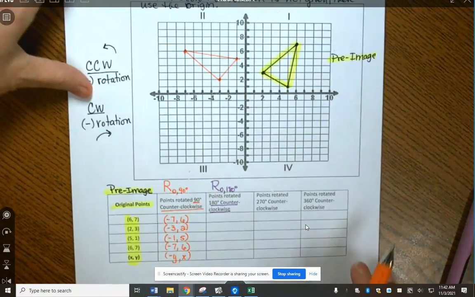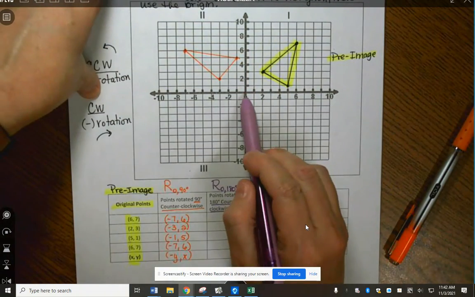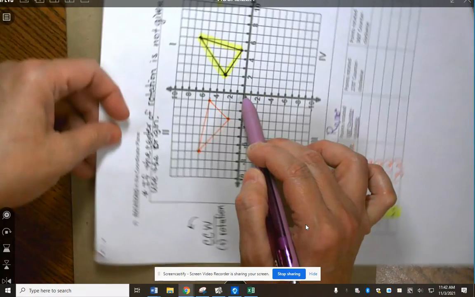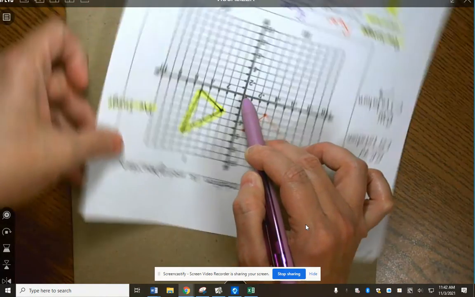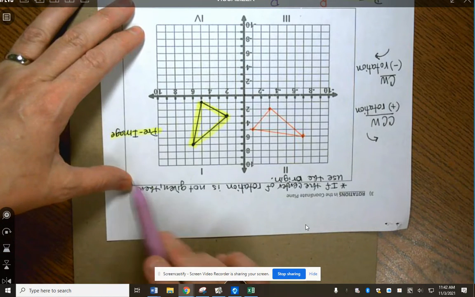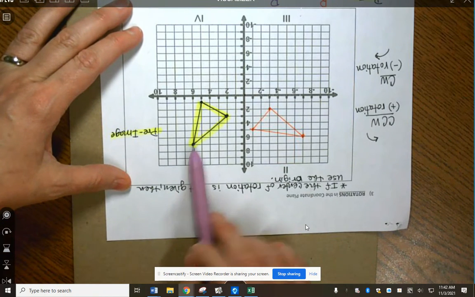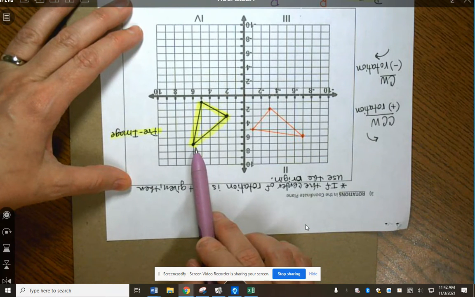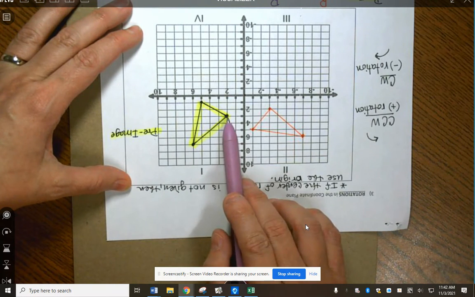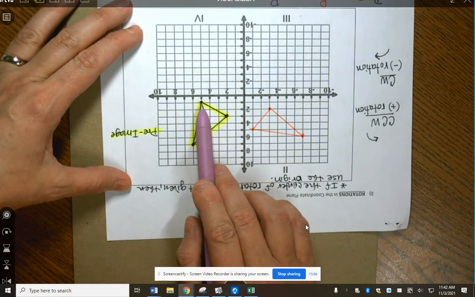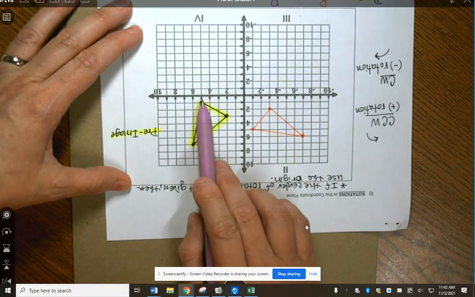Now to do the 180 degree rotation, I'm going to rotate my paper 90 and another 90. So I'm at a 180 degree rotation. The point that was at 6, 7 is now at negative 6, negative 7. The point that was at 2, 3 is now at negative 2, negative 3. And the point that was at 5, 1 is now at negative 5, negative 1.